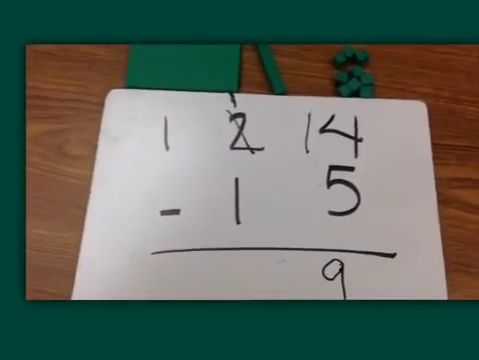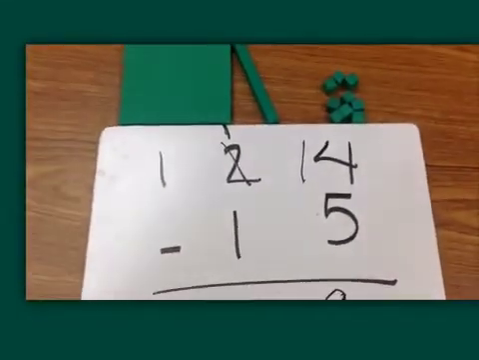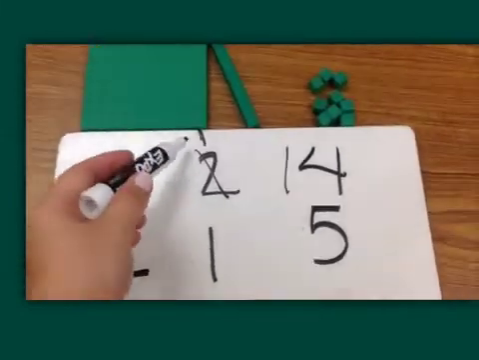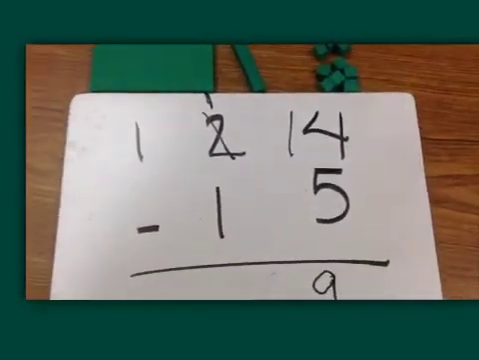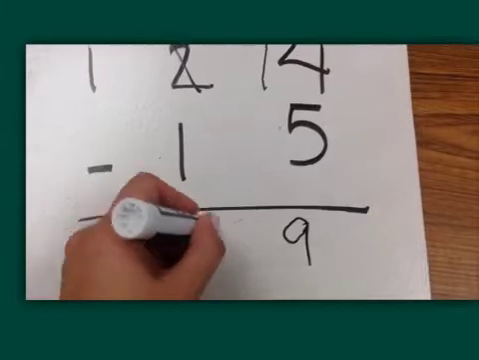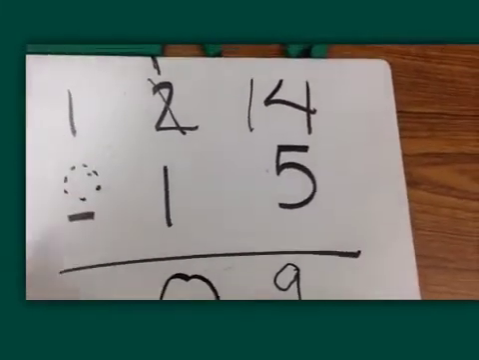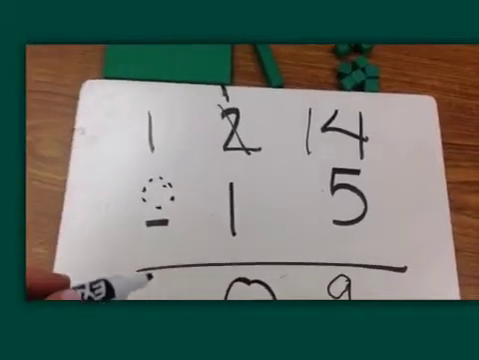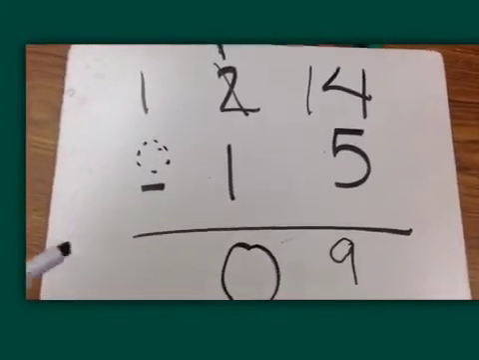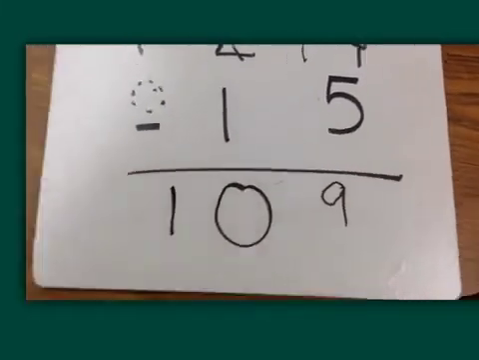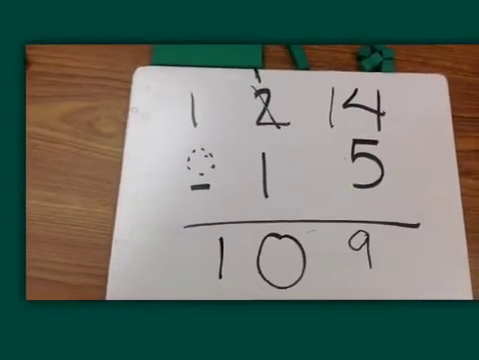And then if I take away 1 from 1, can I do that? I can. So I have 0 left. And then remember, this is an invisible 0. So if I have 1 minus 0, how much do I have? I have 1. So my answer should be 109.